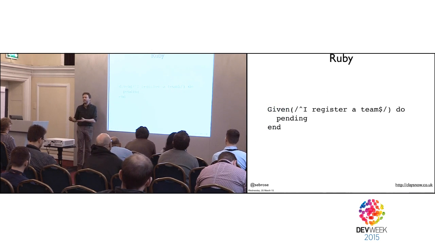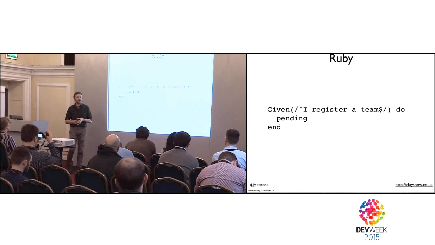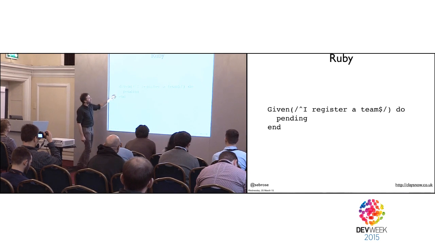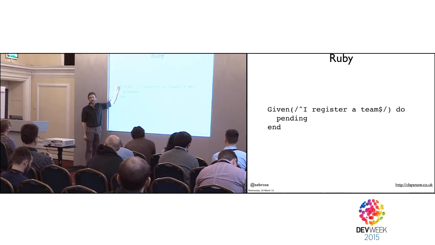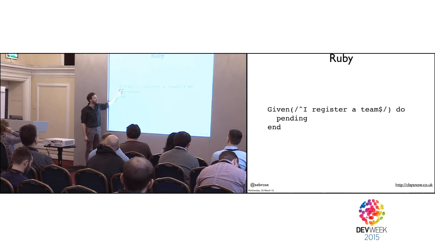So Ruby was the home of Cucumber, and it's also the most terse implementation, so I'll start with Ruby. This is the last Ruby slide. So it's got the given word, but as I said, it doesn't matter. If you had put when, it would say when there, but the behavior would be exactly the same. So if you try it with Ruby, you can go and edit this, turn it to when or then, and it would still behave in the same way.